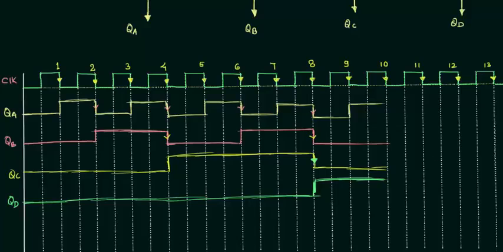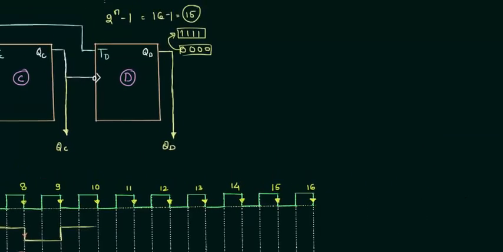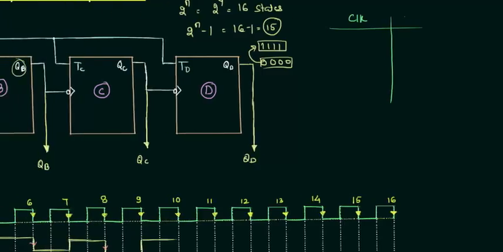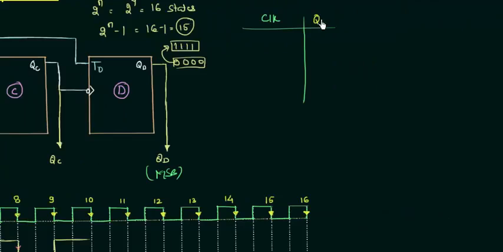Now we can have our truth table, and we will complete it very quickly because there is nothing new in the truth table. We have the clock and we have the outputs, and before writing the outputs, let me tell you, QA is my LSB, the least significant bit, and QD is my MSB, the most significant bit. So I have QD, QC, QB, and then QA as the output bits. And you can also write the decimal equivalent in the next column.